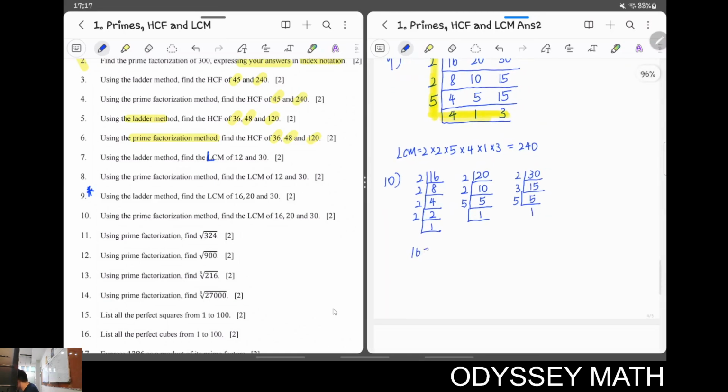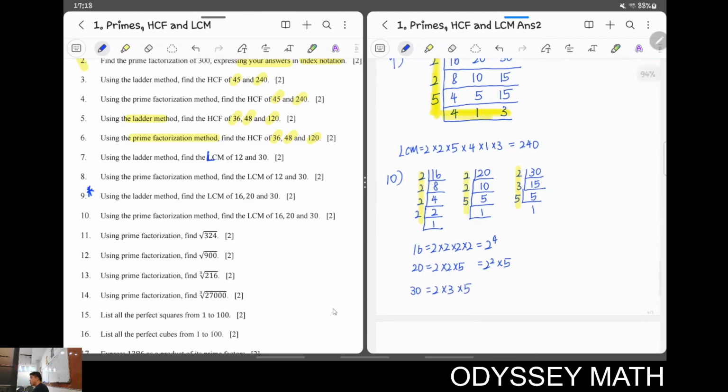So which means 16 equals to 2 times 2 times 2 times 2 equals to 2 to the power of 4. Okay, for the prime factorization, we multiply the numbers vertically here. And then we have 20 to be equals to 2 times 2 times 5. So that is 2 to the power of 2 times 5. And then finally, we have 30 to be equals to 2 times 3 times 5.